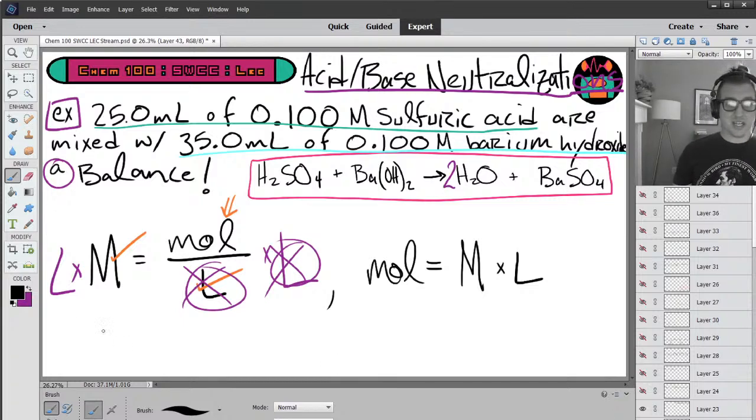We're going to need to convert both of these volumes from milliliters to liters if we're going to use this equation. So let's just go ahead and knock that out of the way. We want milliliters to cancel.